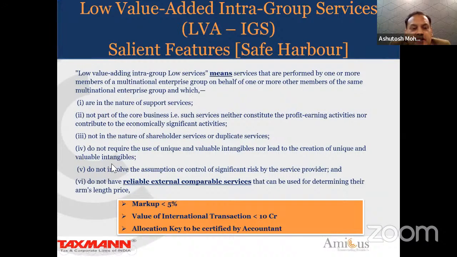One general guidance that you can refer to in the definition is that it should not result in the creation of an intangible, nor should it involve the use of a unique intangible. It also talks about the degree of risk, that there should not be assumption of significant risk by the service provider. This does not happen in the case of services like back office IT support, back office HR support, accounting, payroll processing. So you can rest assured that services typically of this kind, HR, IT and so on, will be covered in the low value added intra-group services.